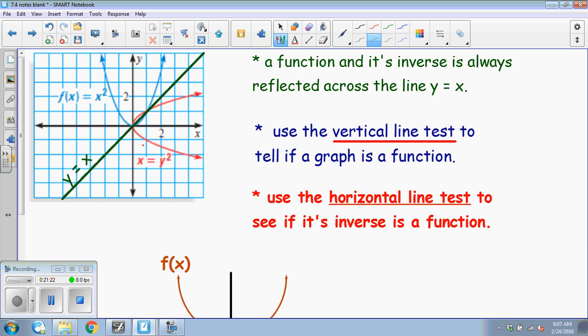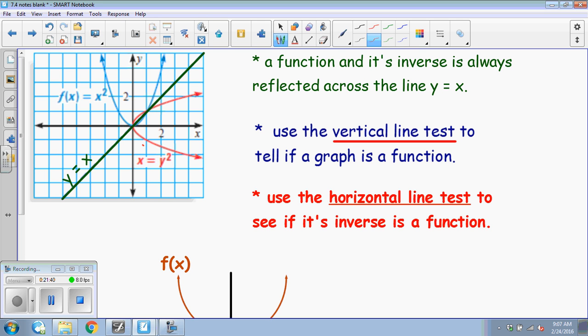It passes the vertical line test if it only touches it at one point, no matter where you draw that vertical line. If it only touches it in one point, it passes. If it touches it in more than one point, it fails and it's not a function. Okay. Well, we use the vertical line test to tell if the graph is a function.